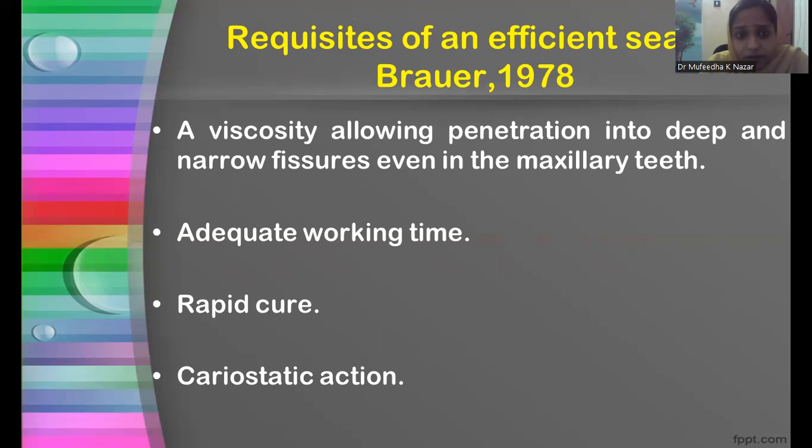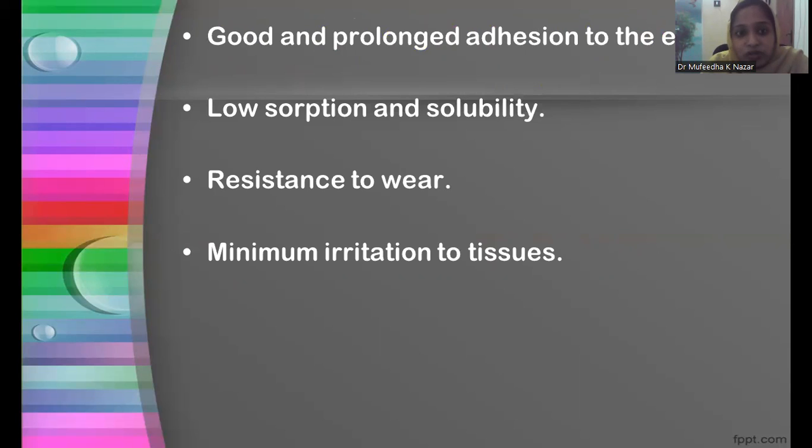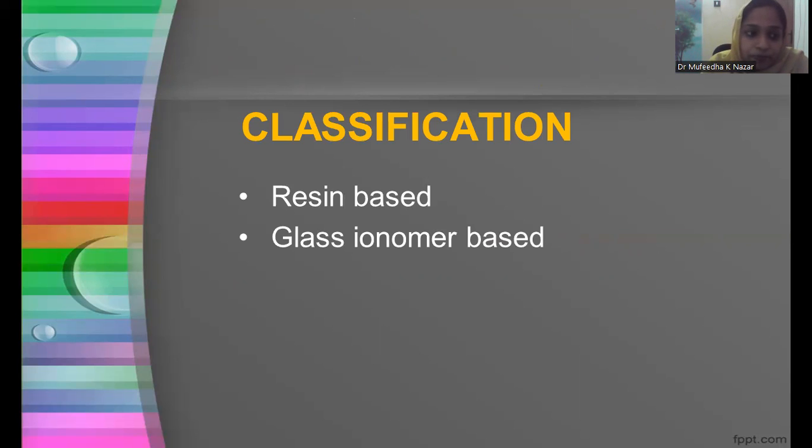First one is that the sealant should be viscous enough so that it allows the penetration of the sealant into the narrow fissures even in the maxillary teeth. And the sealant should have adequate working time, and it can be rapidly cured, and it should have a cariostatic action. The sealant that we use should have good and prolonged adhesion to the enamel, and also it should have low sorption and solubility. It should be resistant to wear, and it should cause only minimum irritation to the adjacent tissues.